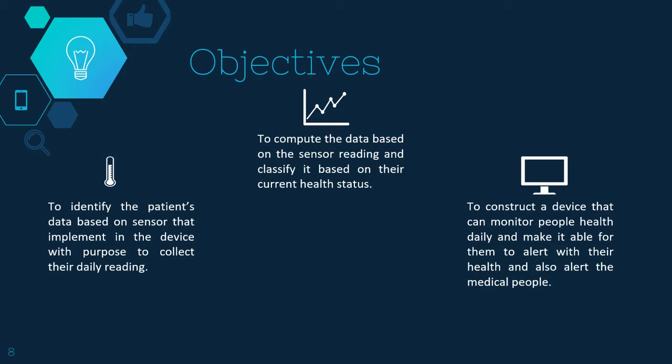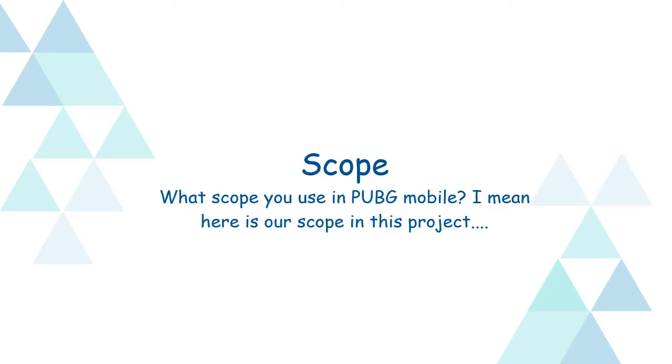Okay, let me explain it. If the current patient has a disease but cannot detect it from the system, the medical team itself can see it from the record, and if there is any trouble or anything suspicious, the medical team can message them and also send a notification to the patient. Okay, so this is an objective for our product.